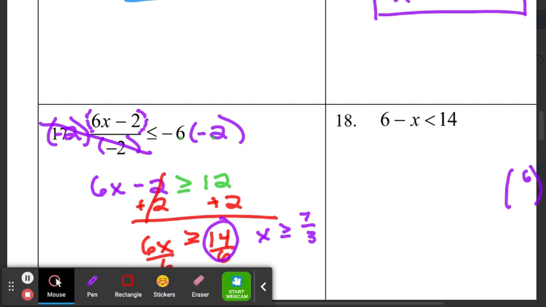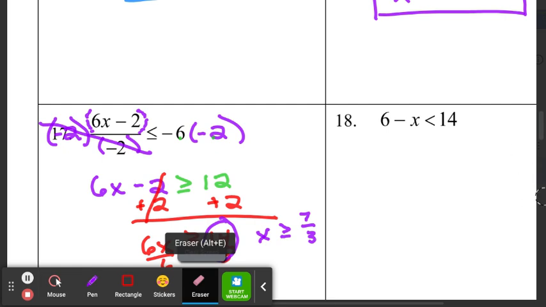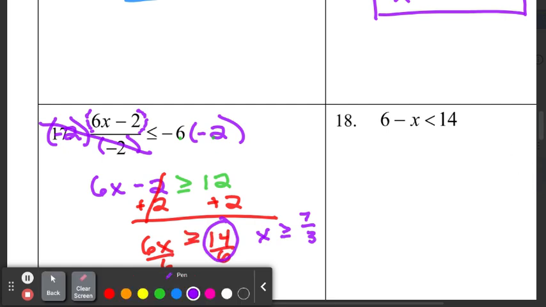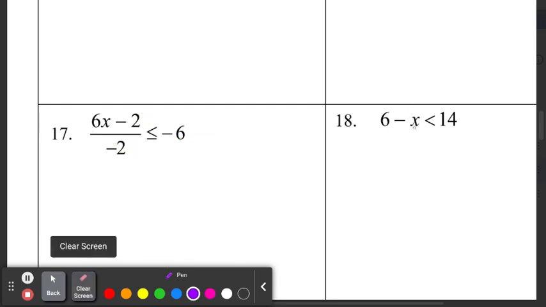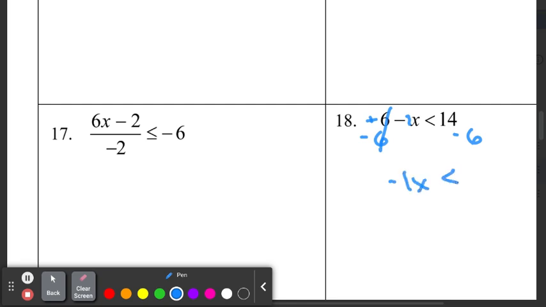All right, last problem on this page and in the notes. So we have 6 minus 1x is less than 14. So there's an invisible 1 there. And remember, there's an invisible plus sign there. So we're going to minus 6 on both sides. Negative 1x is less than 8. And now we're going to divide by negative 1. When you divide by a negative, your symbol flip-flops.